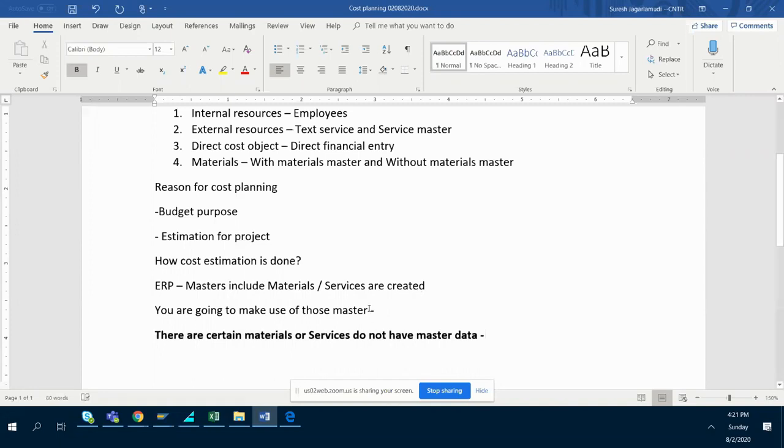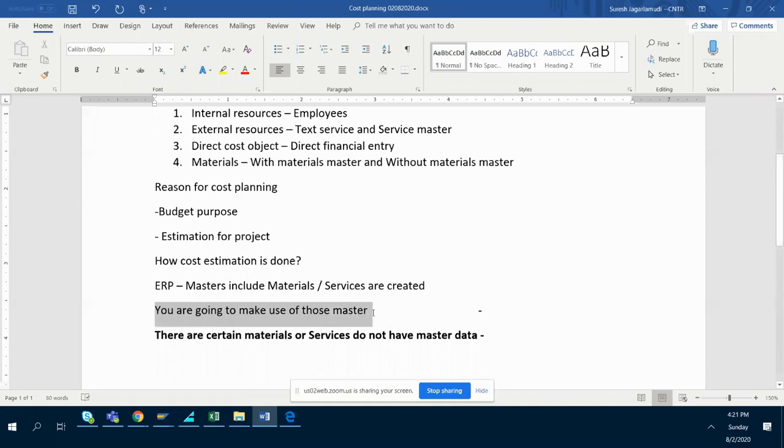Any guess? All of you. That means there are certain materials or services that do not have master data. This is applicable for R&D type of product development. Okay, the R&D type of product development. And now, where else is it applicable? Let's even discuss that one.